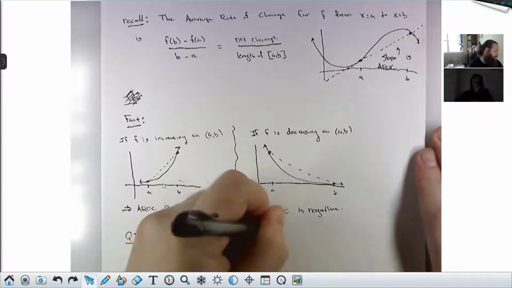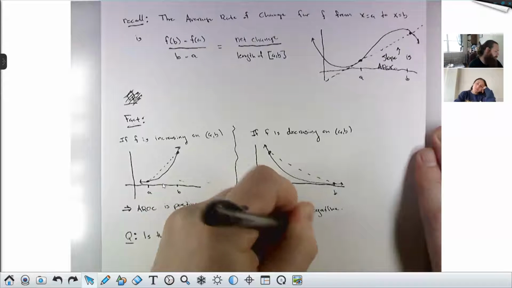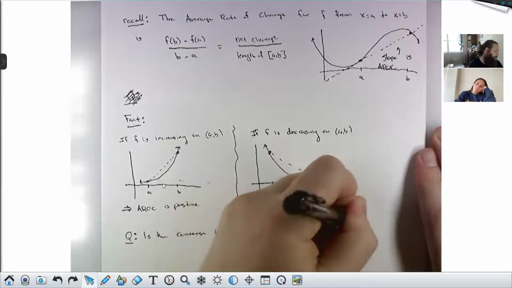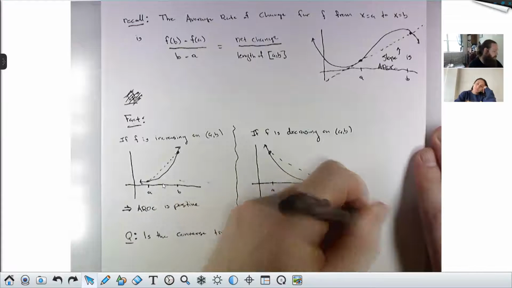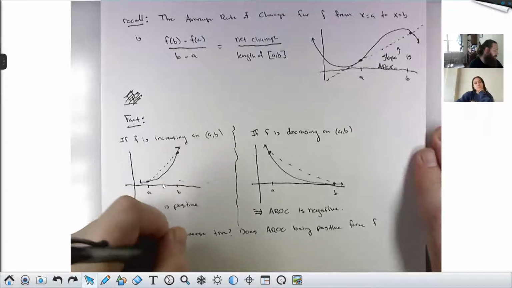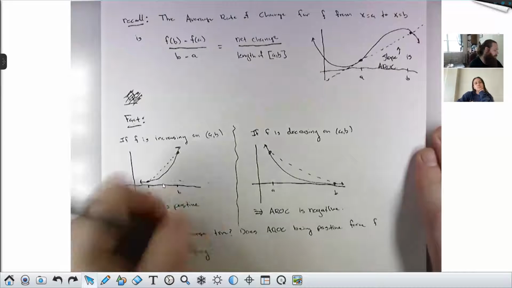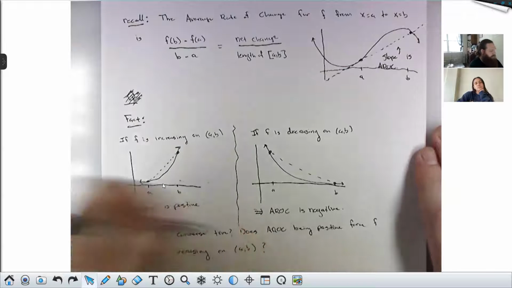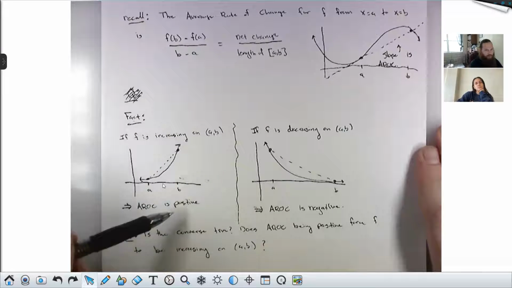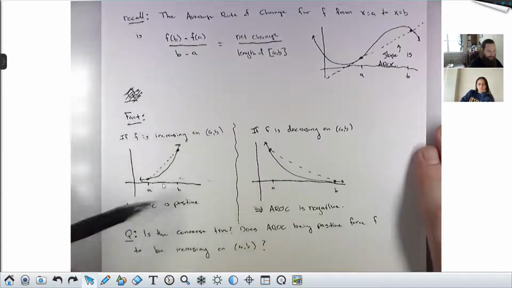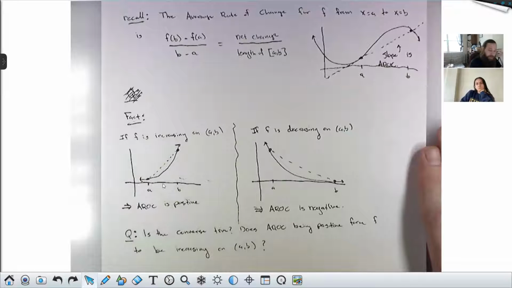Does the average rate of change being, for example, positive force f to be increasing? And of course, we mean on the interval AB. So let's just look at this case right here and ask, can we turn this around? If f is increasing everywhere on the open interval AB, then the average rate of change from A to B has to be positive. That's true.